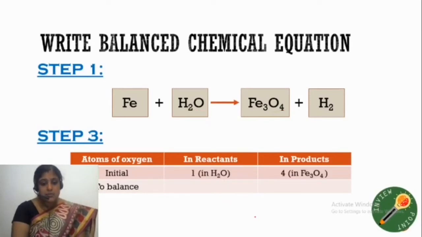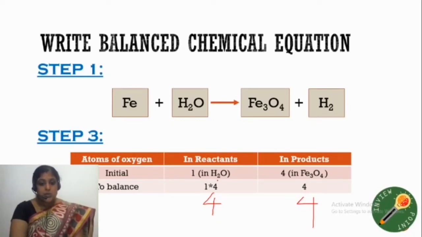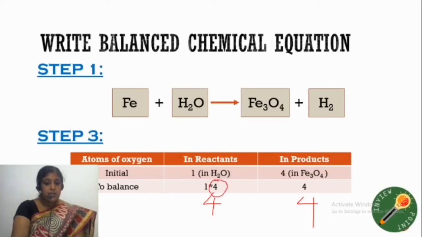If you multiply this 1 with 4, the number of oxygen atoms in the reactant side will become 4, and the number of oxygen atoms in the product side will also be 4, right? Is it understood? So here the number is equal. In order to make it equal, we are multiplying this 1 with 4. There is only one oxygen atom in the reactant side, and we are multiplying it with 4.